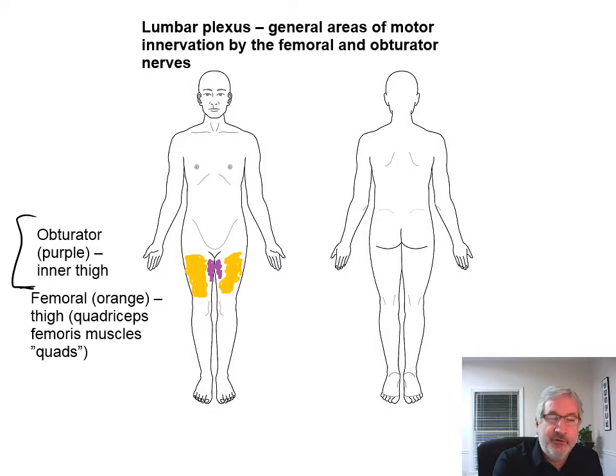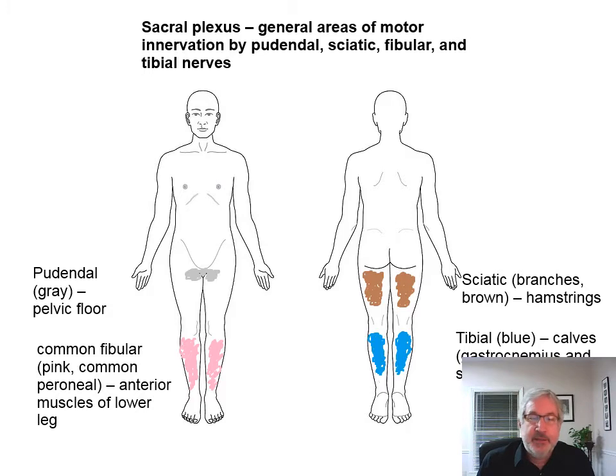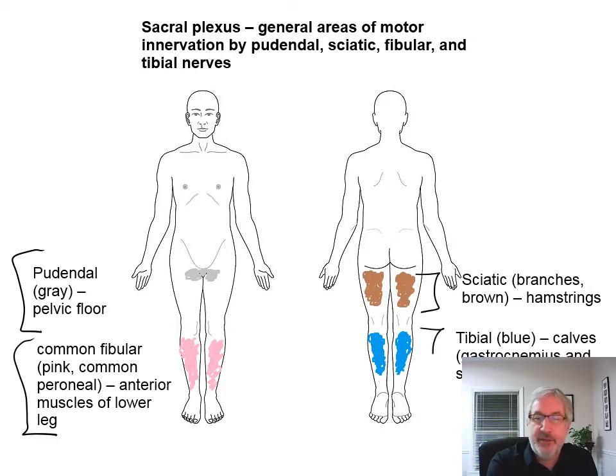So here's your obturator innervating the inner thigh, and your femoral. Here's your little diagram that you can color in. Femoral is doing the quadriceps femoris muscles, the quads. Next slide. Sacral plexus, you have the pudendal, so that's the pelvic floor. The common fibular is the anterior portion of the leg. Sciatic nerve doing the hamstrings, and tibial nerve doing the calves, the gastrocnemius and the soleus muscles.